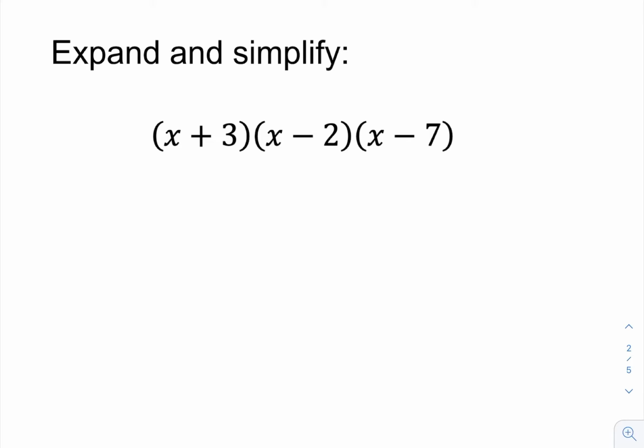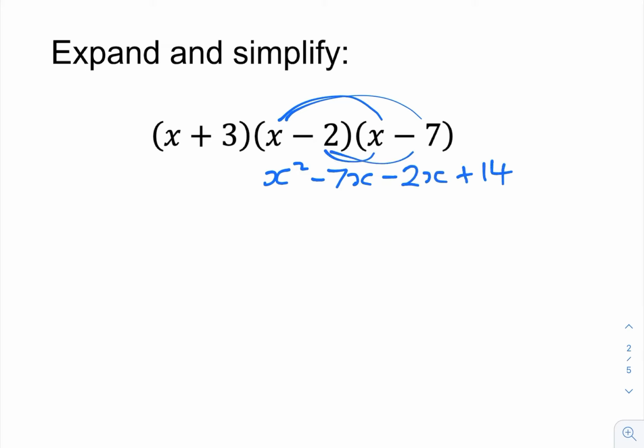Okay, so we're going to look at expanding triple brackets here. And you can do this in any order, but my preference would be to multiply the second pair of brackets together first. So I'm going to do it that way. So we'll begin by multiplying these terms together here, which will give me x squared. X multiplied by negative 7 leaves me with negative 7x, negative 2x, and positive 14.